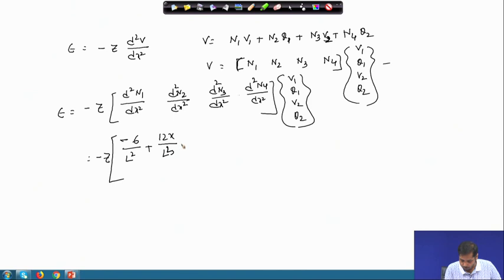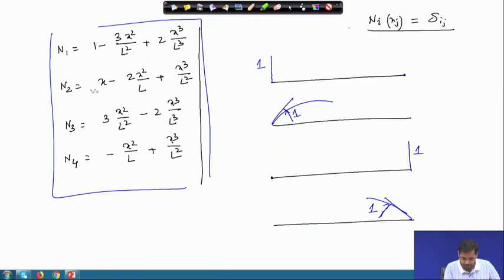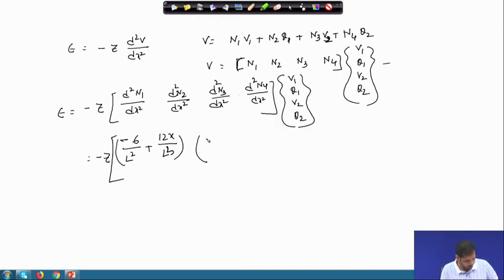So, L cube, this is for the first one, n1. Similarly, we can have for n2: this part will be 0, this part becomes minus 4 by L, and this part becomes 6x by L square. So this becomes minus 4 by L and then plus 6x by L square. Okay, this is for this.